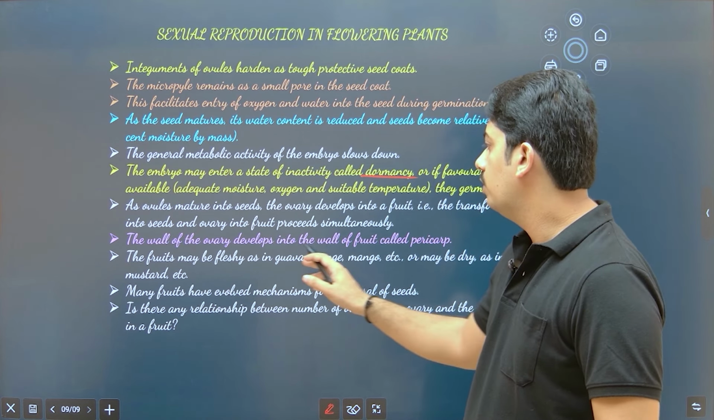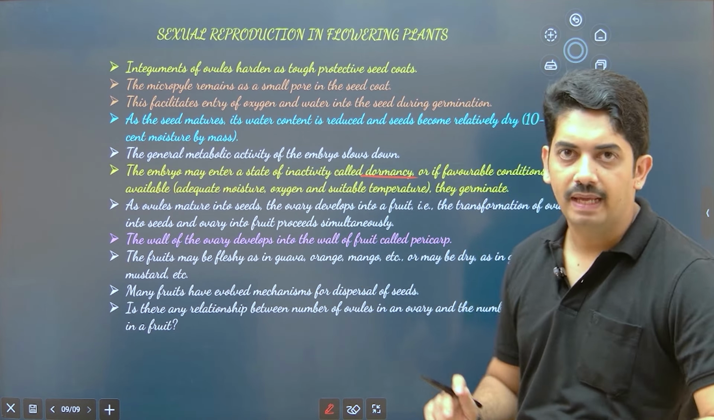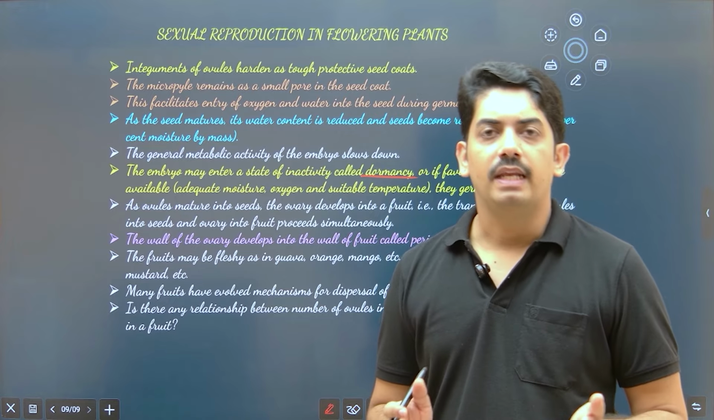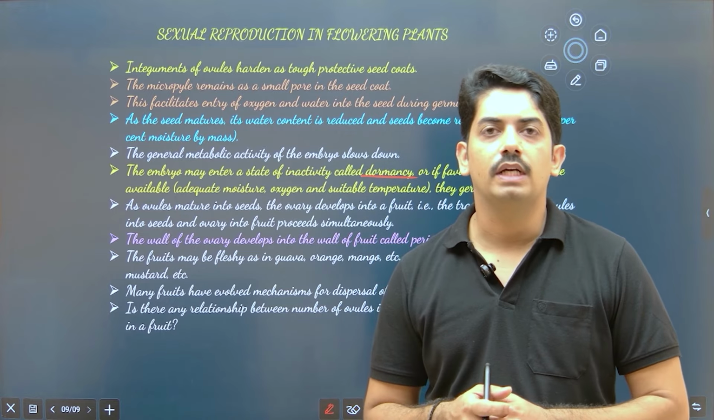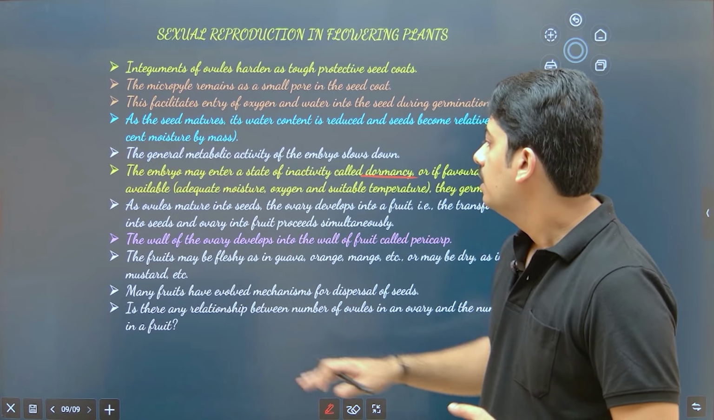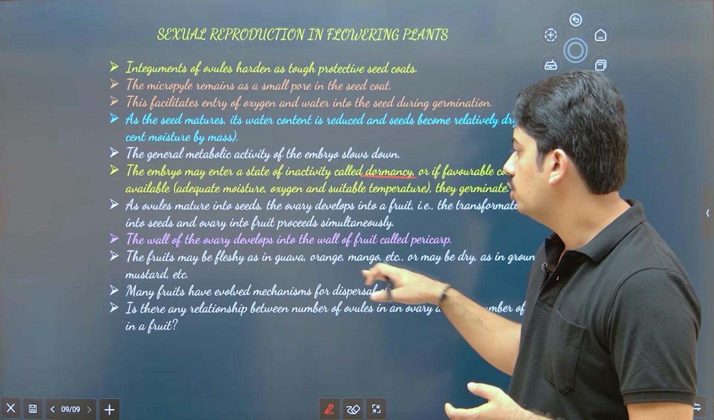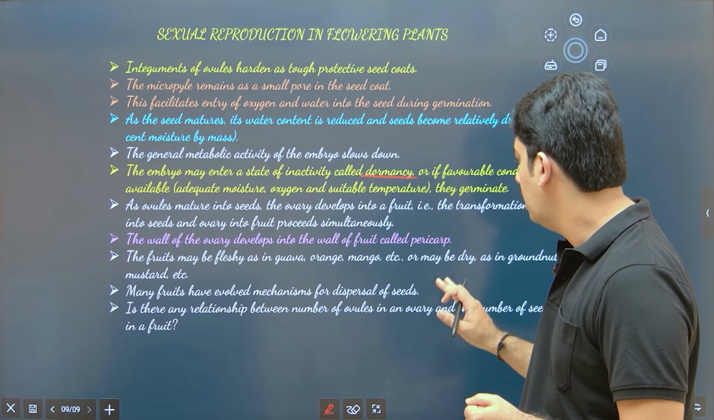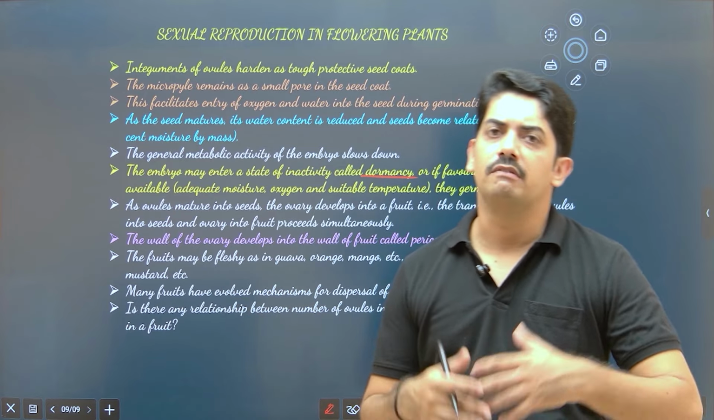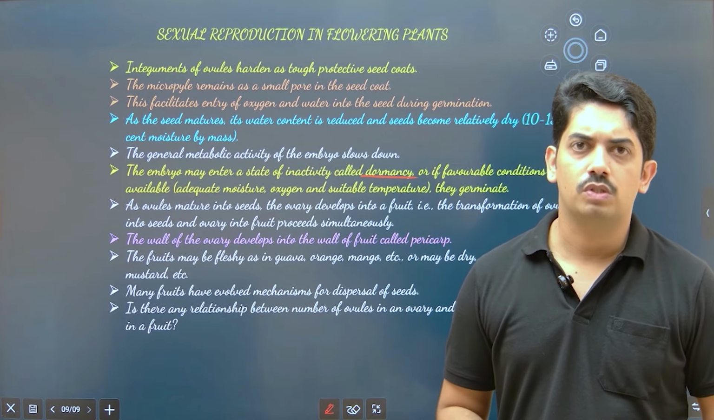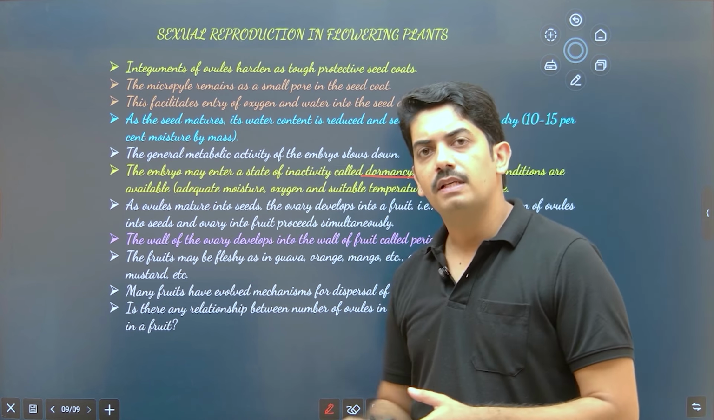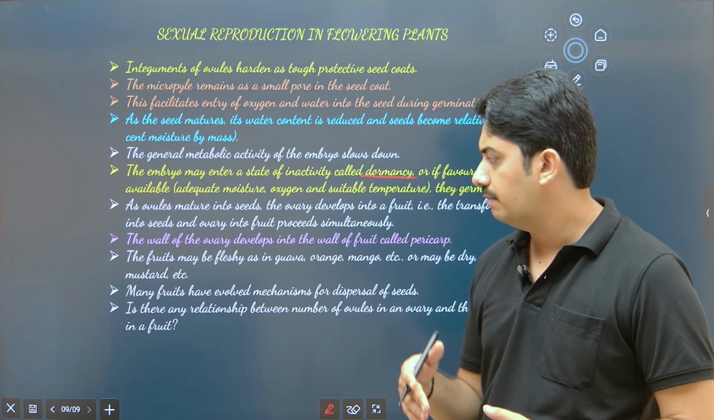The wall of the ovary develops into the wall of the fruit called pericarp. In morphology, you have studied this. What is pericarp? Pericarp is present external to the endocarp, where mesocarp and epicarp are present. The fruit may be fleshy, as in guava, orange, mango, etc., or may be dry, as in groundnut and mustard. There are different types of fruits: fleshy fruits, dry dehiscent fruits. Some of the examples you studied in morphology of flowering plants.